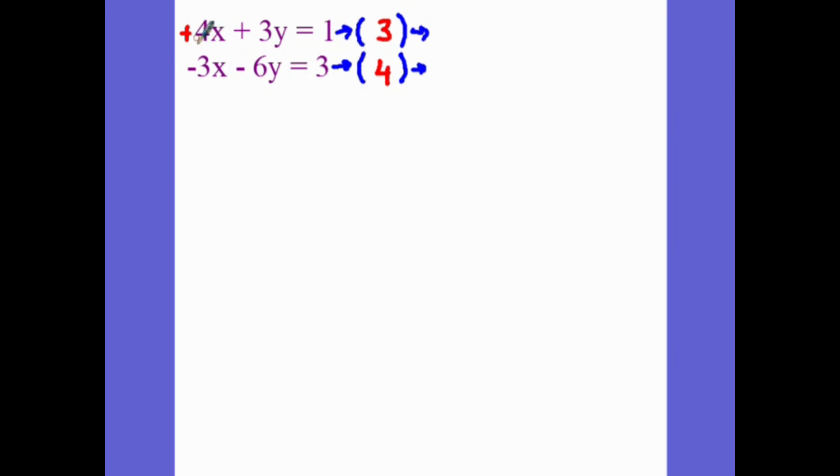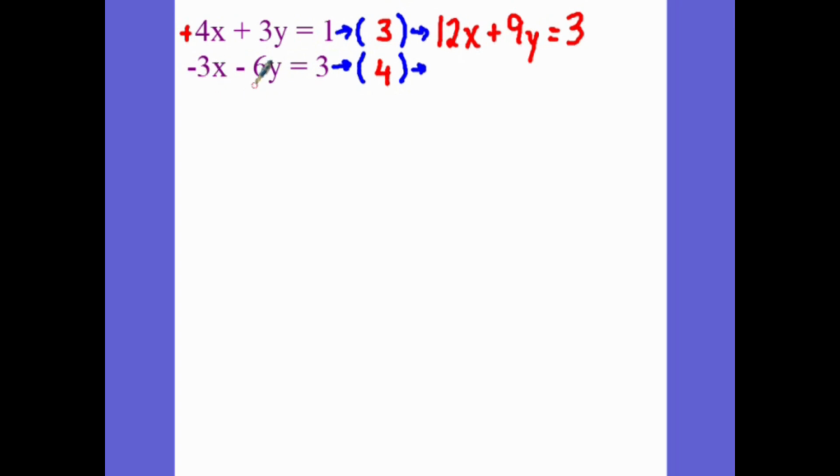Now I'm going to multiply this whole line by 3. Make sure you do every single term in this equation. So 4 times 3, 12. Don't forget your x. 3y times 3, 9y. 1 times 3, 3.